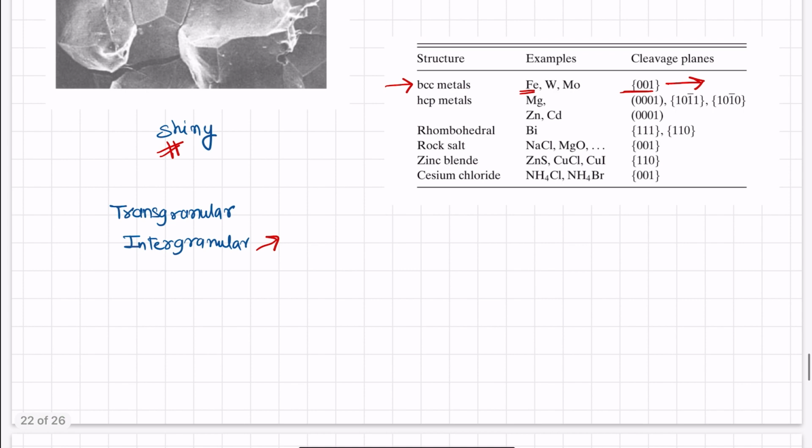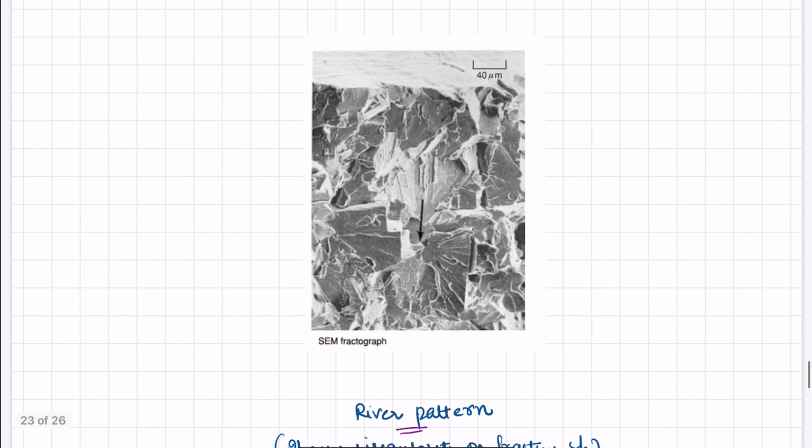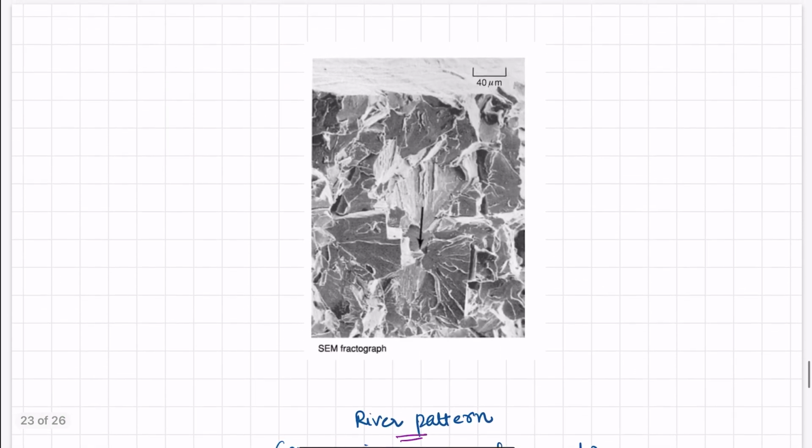Now if there is any irregularity on the fracture surface, then we can observe a river pattern. So the river pattern forms from multiple tributaries. Sometimes what happens is the crack starts moving on multiple 001 planes or any planes, multiple parallel planes, and when they merge together they give rise to a river. So these are the tributaries which merge to produce a river. So the crack is moving in this direction.